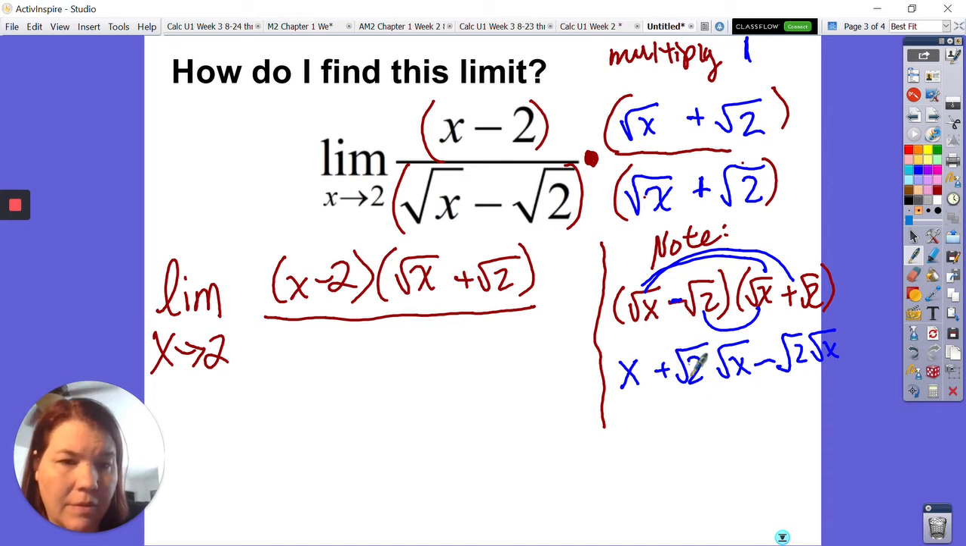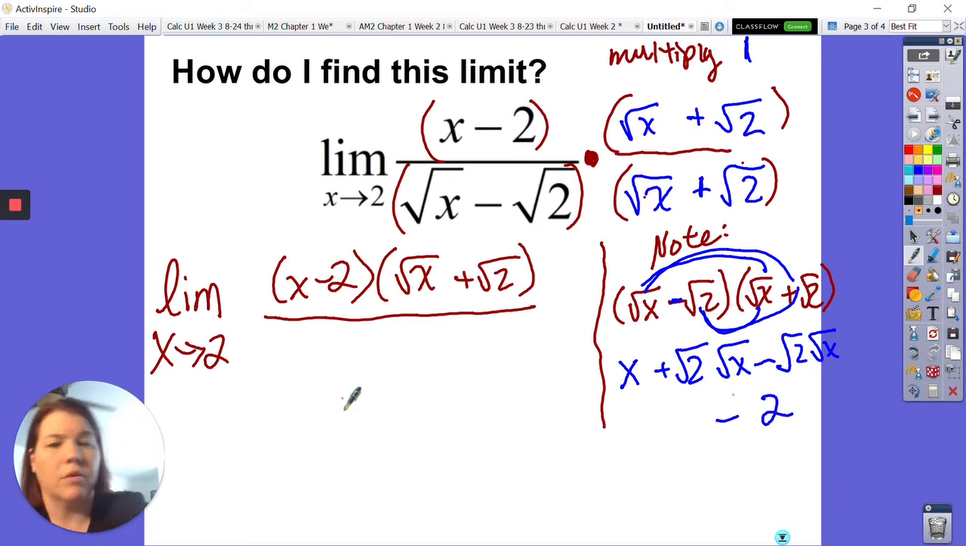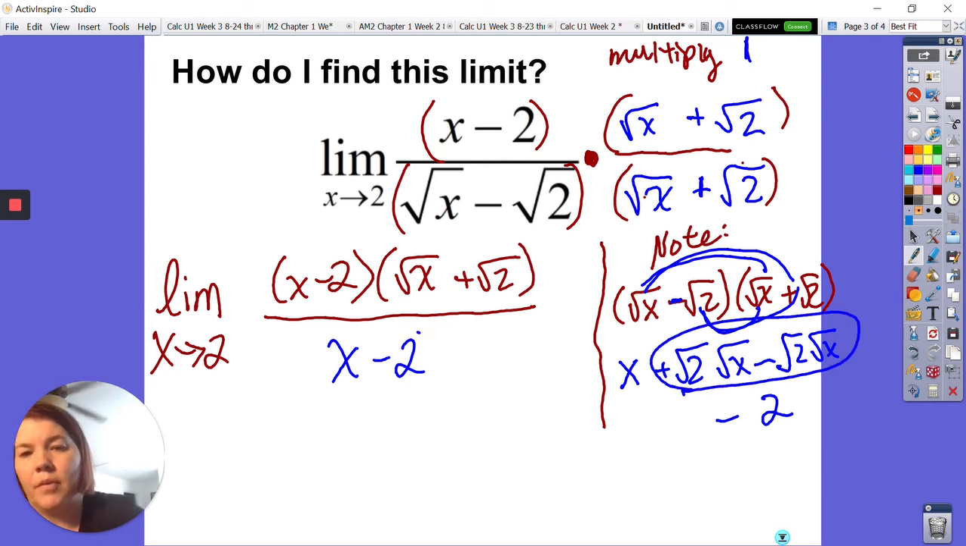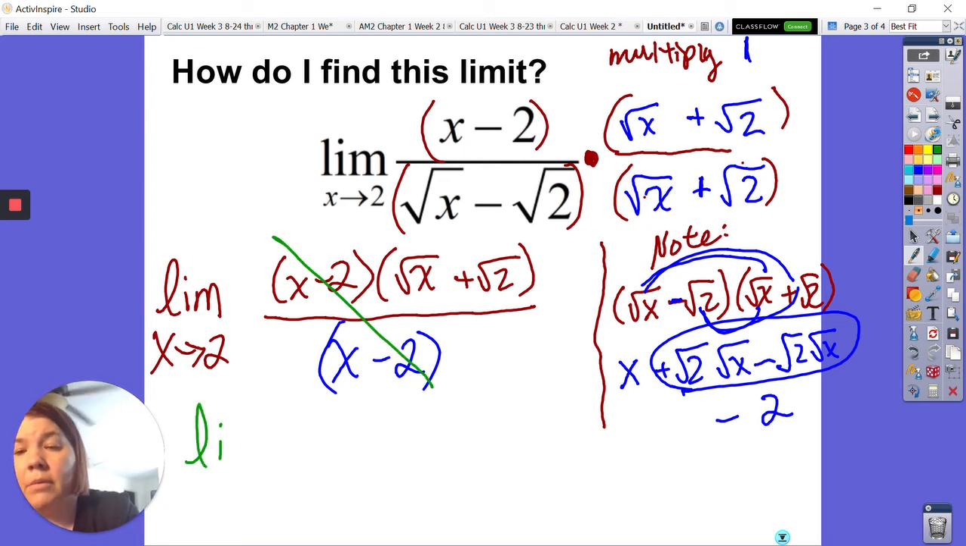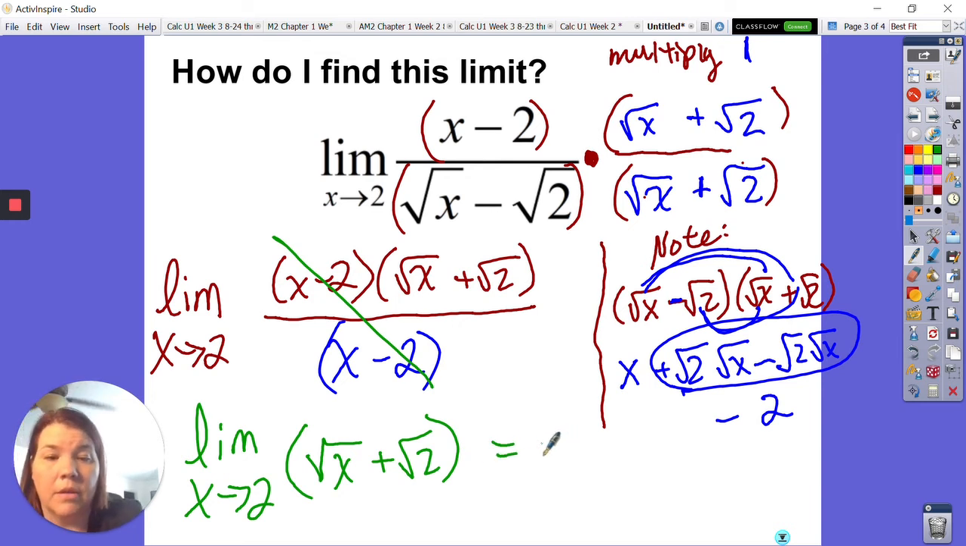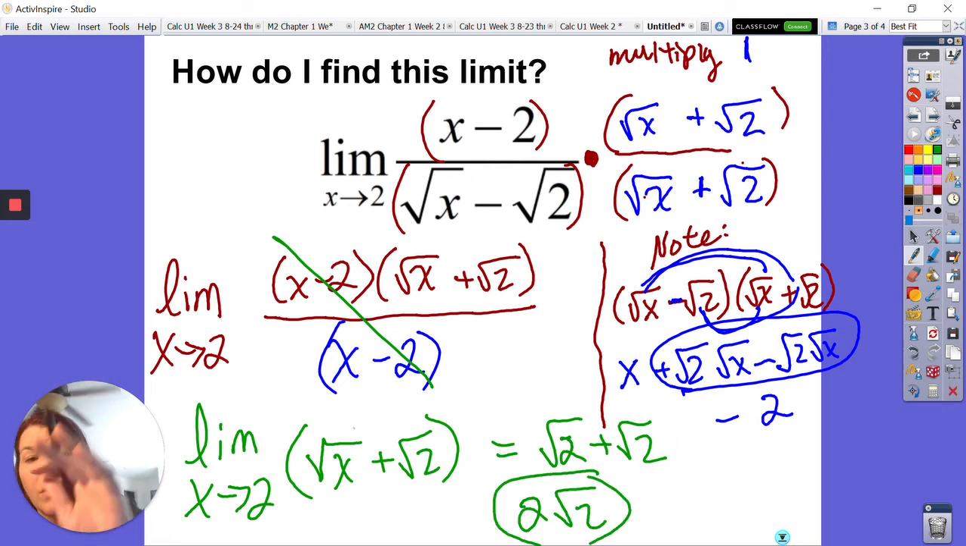Sorry, this sign kind of blended into my radical. Then plus, minus, I misspoke, minus 2. And so what I have in the denominator is x minus 2, because these two make 0. Sticking that in some parentheses, magic, magic, magic, goodbye. Now I have limit as x approaches 2 of the square root of x plus the square root of 2. And I go ahead and plug in 2, and so I get the square root of 2 plus the square root of 2, or 2 square roots of 2. And there's my answer.